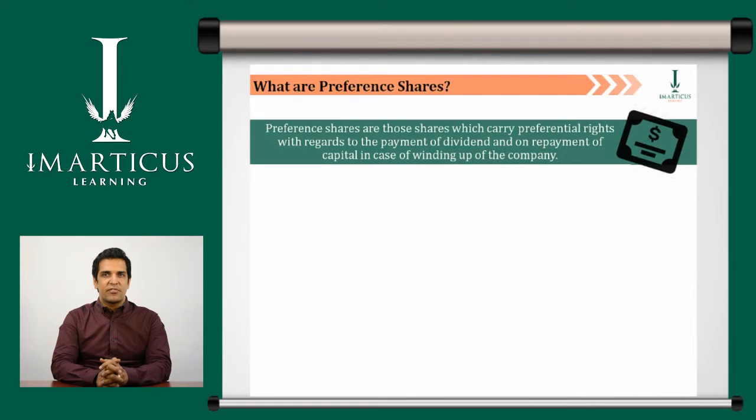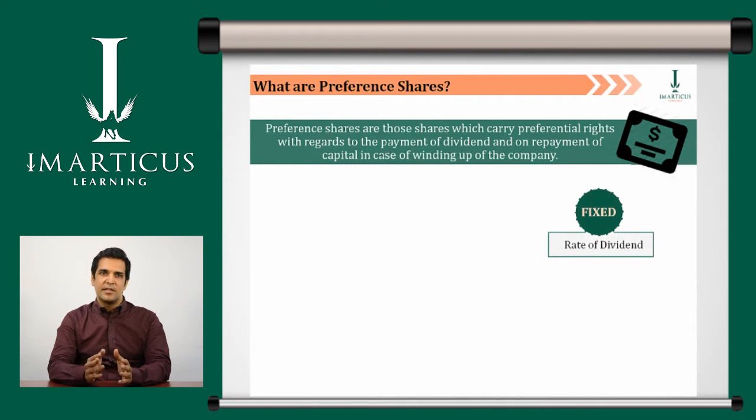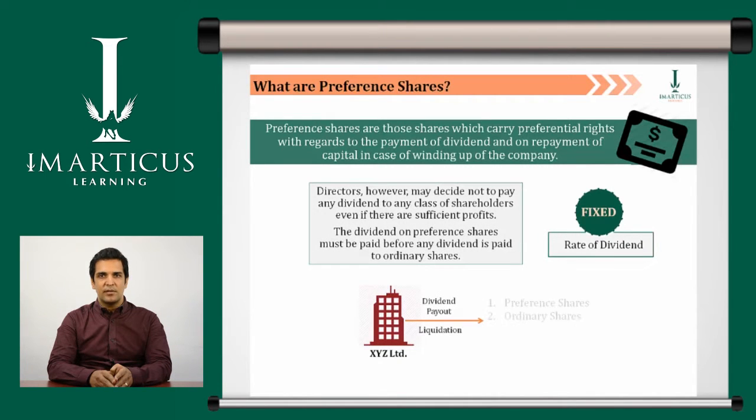Preference shares carry preferential rights regarding the payment of dividends, meaning before the common stockholders, preference shareholders will be paid their dividend. Also, the preference shares carry a fixed rate of dividend. Repayment of capital is also preferential in nature during winding up of the company. Directors, however, may decide not to pay any dividend to any class of shareholders, even if there are sufficient profits, but its dividend is paid before the dividend of ordinary shares.